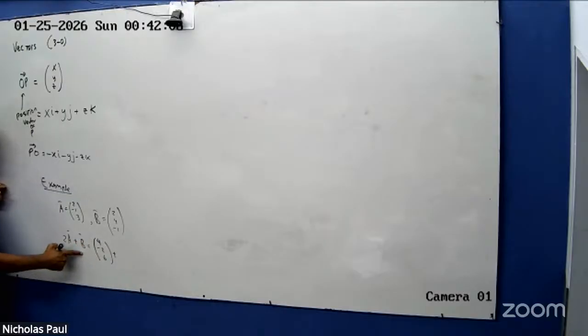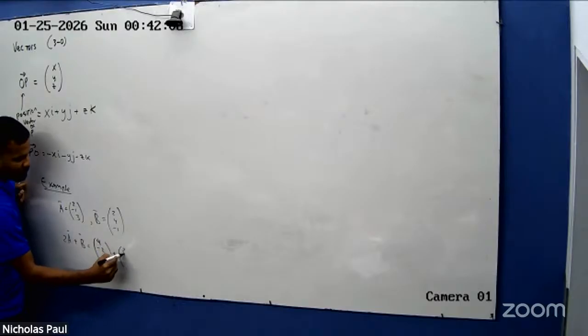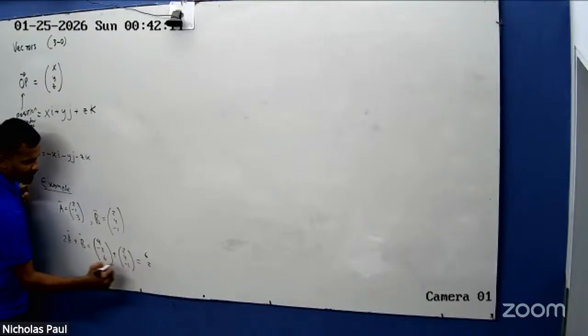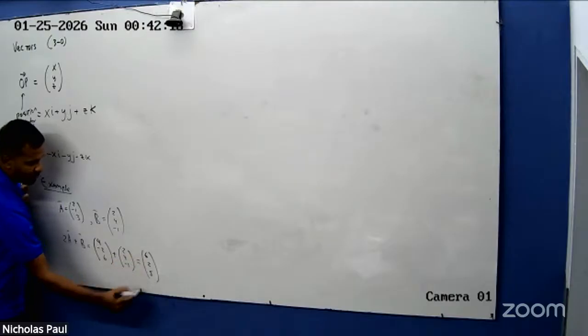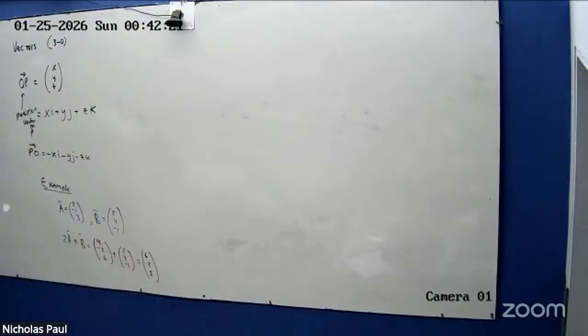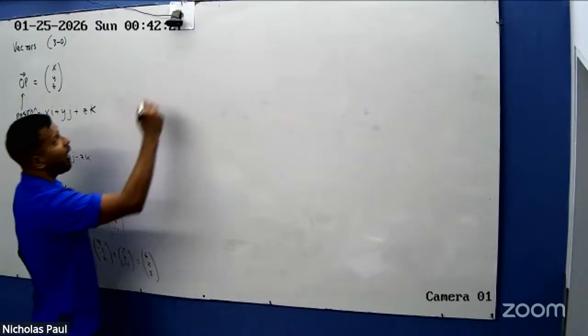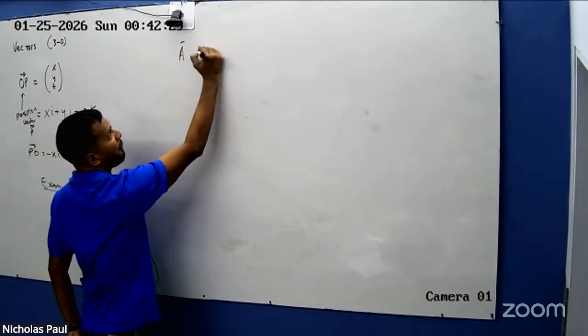How do we find the vector 2A plus B? B is (2, 4, -1). So 4 plus 2, that's 6. Minus 2 plus 4, that's 2. 6 plus minus 1 is 5. That's okay? Add the x, add the y, add the z. Right? How do we multiply A by B though?